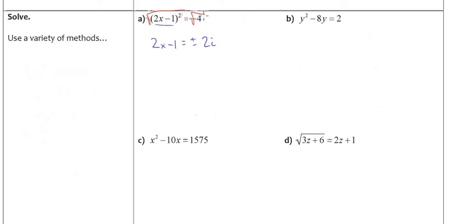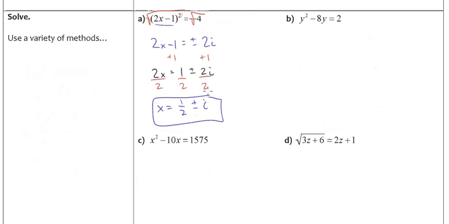The square root of negative 4 is 2 times the square root of negative 1, and the square root of negative 1 is i right there. After that, we add 1 to each side and come up with 2x equals 1 plus or minus 2i. And lastly, divide everything by 2, giving us a final answer of x equals 1/2 plus or minus i. All right, there we go.